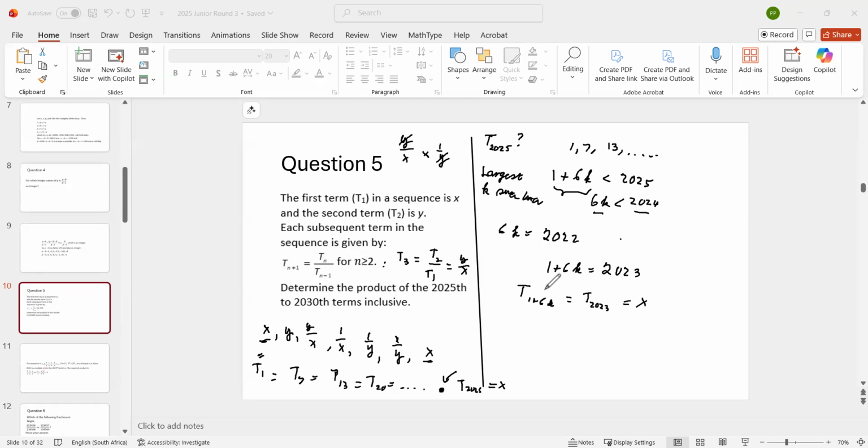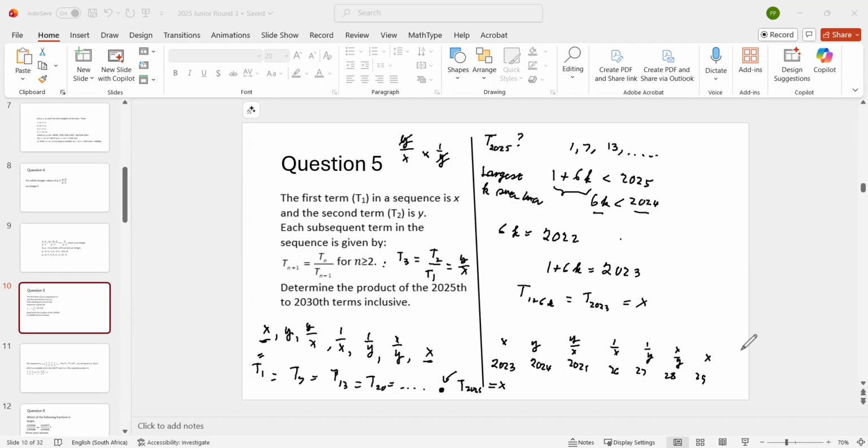So if you want to find out what these terms are, let's write down all these terms here. You get x, and then you get y over x. I'm repeating that. 1 over x, 1 over y, x over y, and x. And we know that this is the 2023rd term, this is the 2024th, 2025th, 2026th, 27th, 28th, 29th, and we want to go right up to 30.